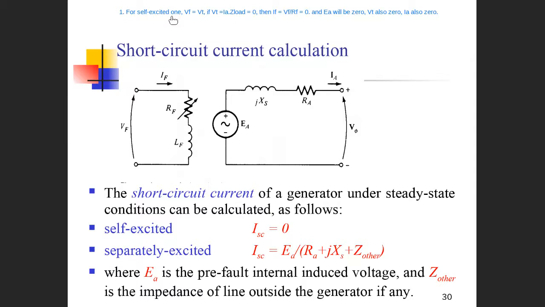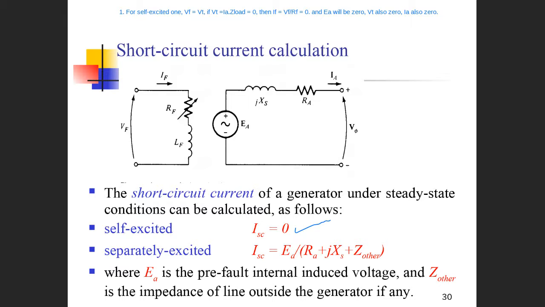So I write down a short sentence here. For the self-excited one, the field voltage is the terminal voltage. Now, if the terminals are short circuit, the terminal voltage is the terminal current times the loading impedance. When short circuit, the loading impedance is 0, so the terminal voltage is 0. Then the field voltage is 0 and the field current is 0. If the field current is 0, then the internal generated voltage will be 0, the terminal voltage is 0, and therefore the terminal current will be 0. That's the point here.